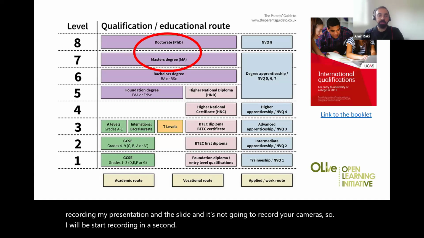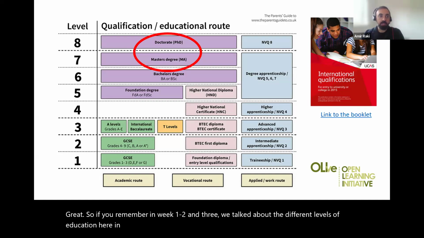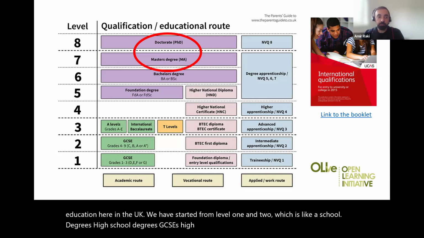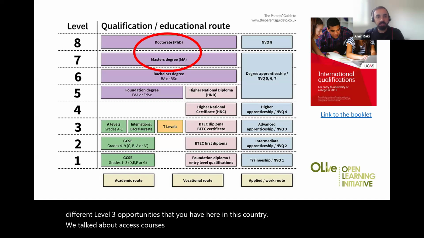Great. So if you remember, in weeks 1, 2, and 3, we talked about the different levels of education. Here in the UK, we started from level 1 and 2, which is like school degrees, high school degrees, GCSEs, high school diploma. And then we talked about different level 3 opportunities that you have here in this country. We talked about access courses, foundation years, also A-levels.